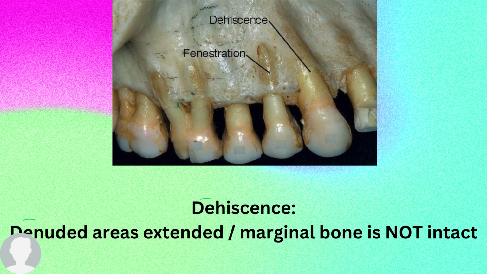Fenestration, you will see foramen-like. So there will be a foramen, a hole, and the marginal bone there will remain intact. Whereas in dehiscence, the denuded areas will be extended. So there will not be a hole, it will be extended so that the marginal bone is not intact in this case. What the patient will commonly complain of, of course, is hypersensitivity to normal stimuli.